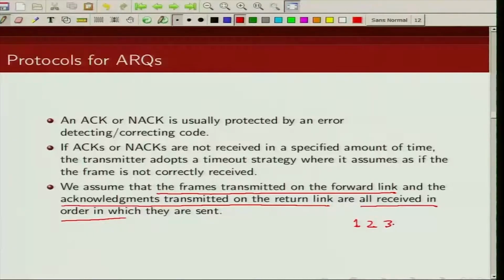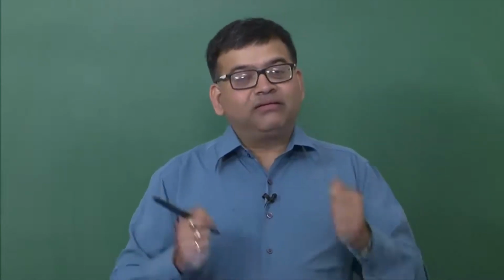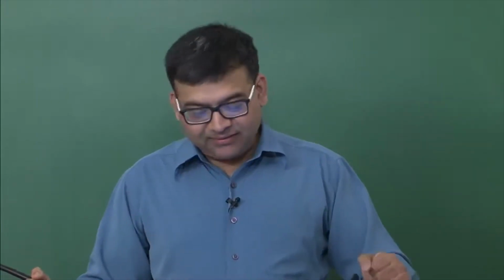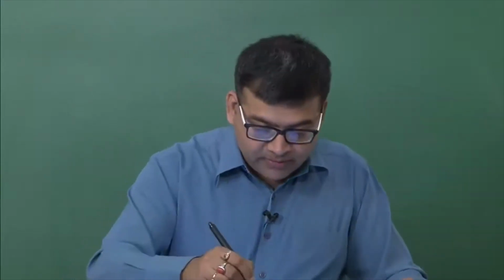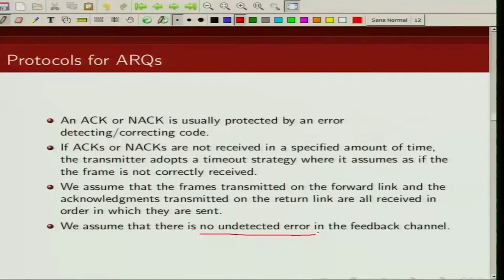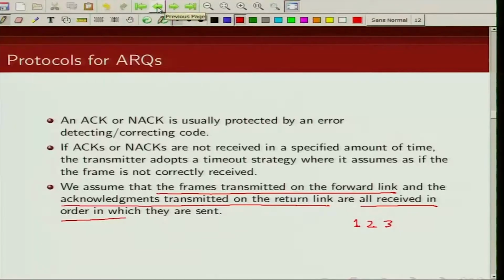So, if I send packet number 1 first, then 2 and then 3, the receiver will also receive packet 1 first, then 2 and then 3. And similarly, the transmitter will first receive the NAK or ACK of packet 1, then the NAK or ACK of packet 2, and then the NAK or ACK of packet 3. That is what I mean when I say all are received in order. We also assume that there is no undetected error in the feedback channel. So, the NAK and ACK that are sent are received correctly by the transmitter.